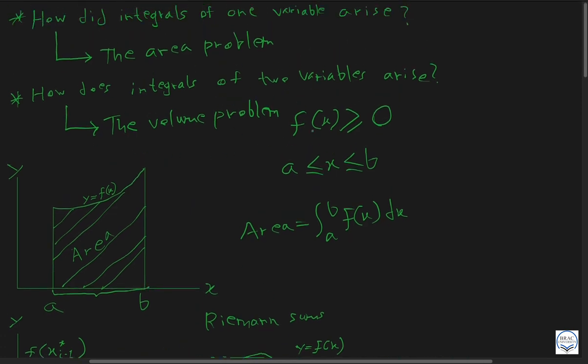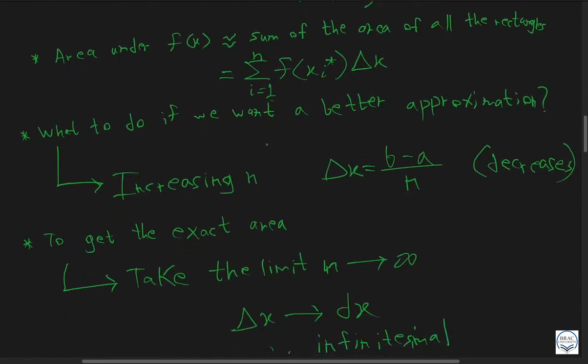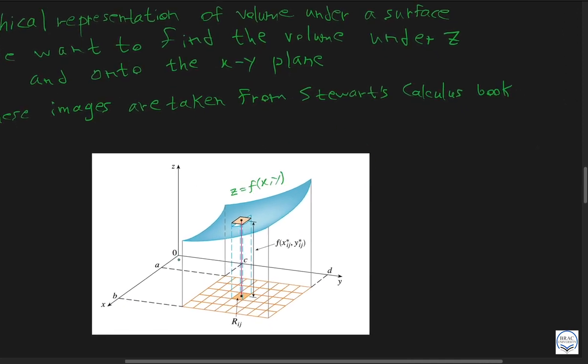Similarly, we will now show that the volume under a surface is related to integrals of two variables. Let's look at a few graphs of surfaces. I've taken these graphs from Stewart's calculus book. In this graph, you can see a function f of x, y, which is a multivariable function. It depends on both x and y. Our problem is to find the volume underneath this surface and onto this rectangular region given by these bounds on both x and y axis.